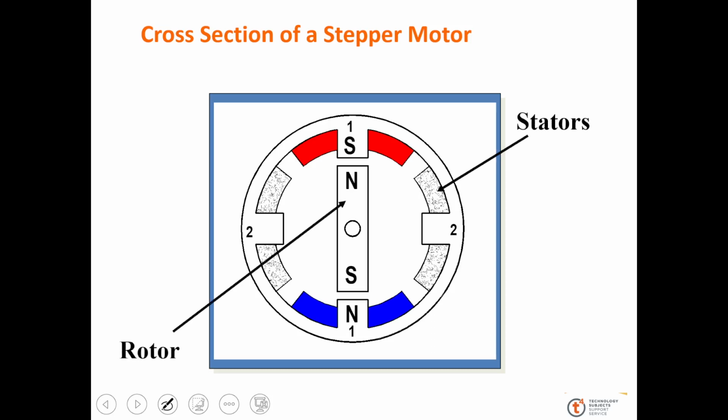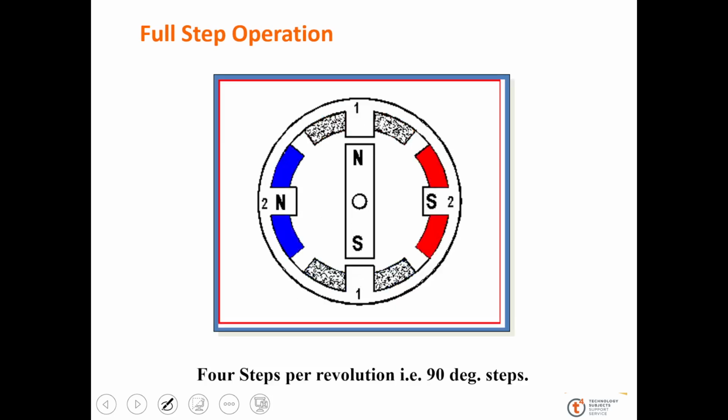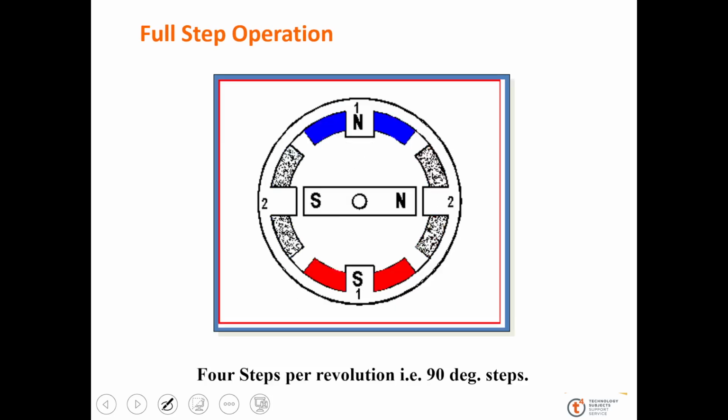This is the cross section of the stepper motor. This is the stator. They use some brushes here as a heat sink. This is the north and south pole, and on the outer side they have a copper coil for generation of the electromagnetic field. This is four steps per revolution, a 90-degree step motor.